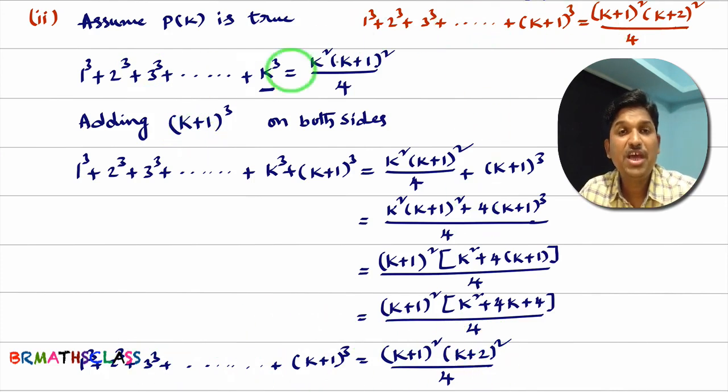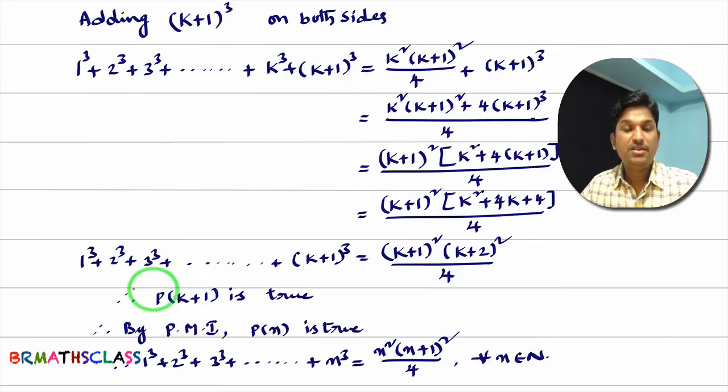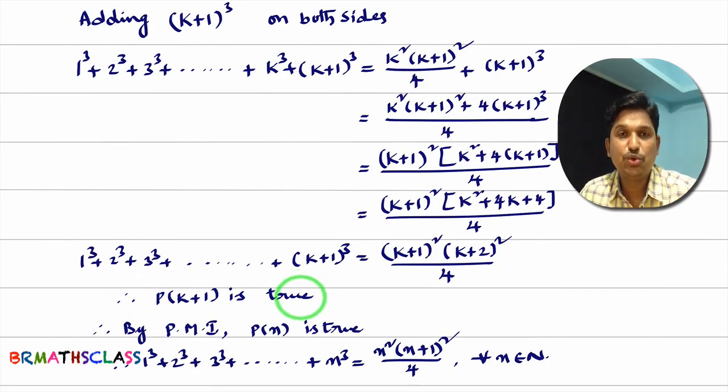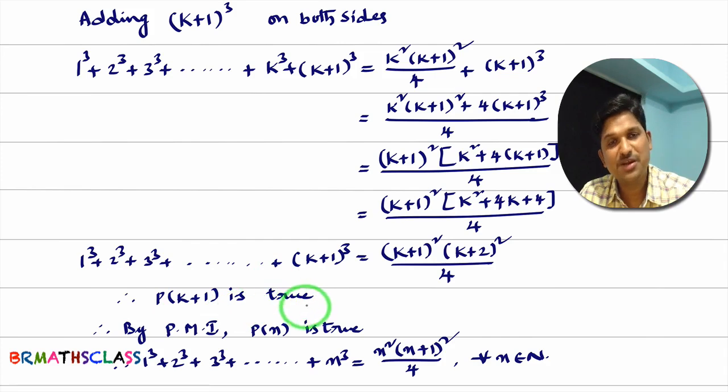What happened? We assumed p of k is true. After adding a particular term on both sides, whatever you get is also true. After doing a little bit of simplification, I got this statement. What is this? This is p of k plus 1. That means p of k plus 1 is true. Therefore, p of k plus 1 is true. As we proved p of 1 is true, and by assuming p of k is true, we proved p of k plus 1 is true. So from the principle of mathematical induction, we can say that p of n is true.